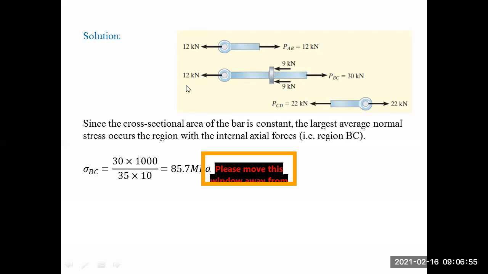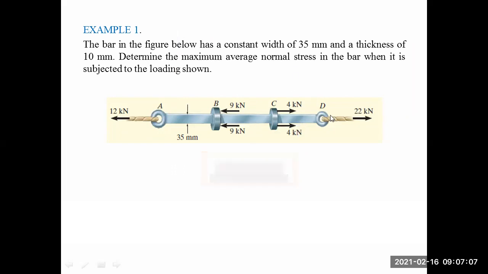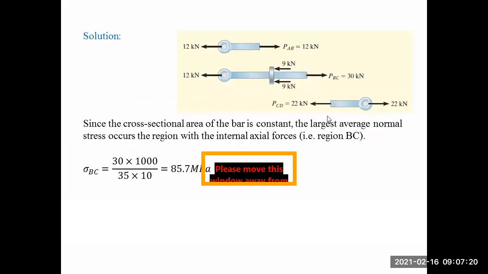He could have taken the left side of the section to get the internal force. Instead he took the right side. He could have taken the left and ended up with the same result. But why did he decide on the right side?